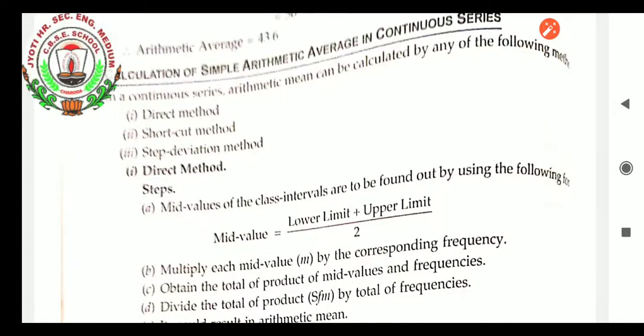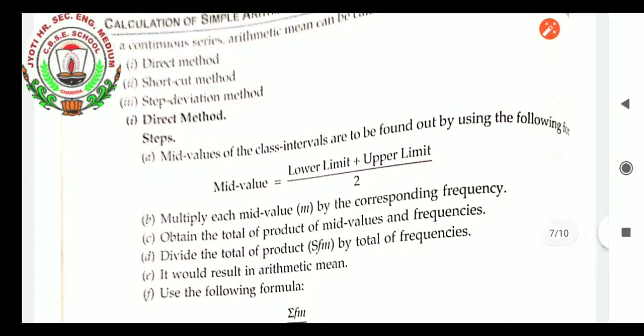I hope you have understood the calculation of mean in the discrete series and individual series. Now we will proceed with the calculation of simple arithmetic mean in the continuous series. In a continuous series, arithmetic mean can be calculated by any of the following methods: direct method, shortcut method and step deviation method. Let us have the mean calculation in the direct method.